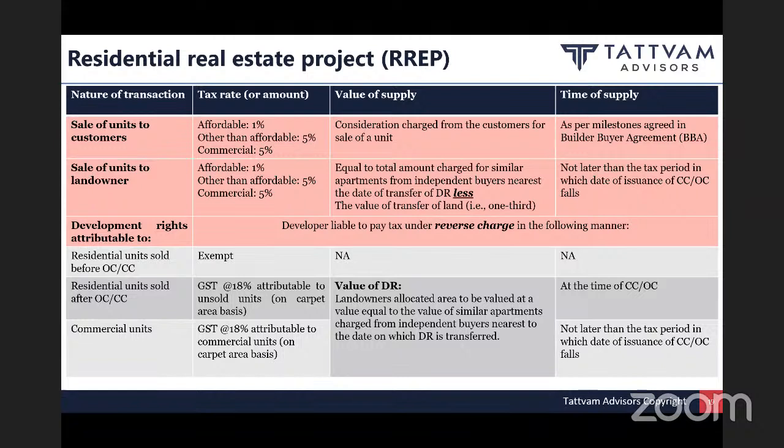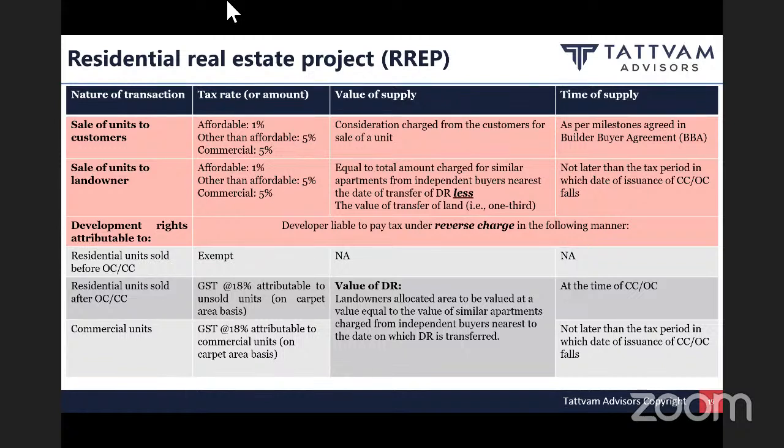So let's analyze the tax implication on various transactions which are involved under these kinds of joint development agreements, area sharing agreement for a residential project. The first transaction is sale of units to the end customer by the developer. So in our example, the 60 units which is retained by the developer and he sells to the end customer, he will charge rate as applicable on these units. 1% for affordable, non-affordable 5%.